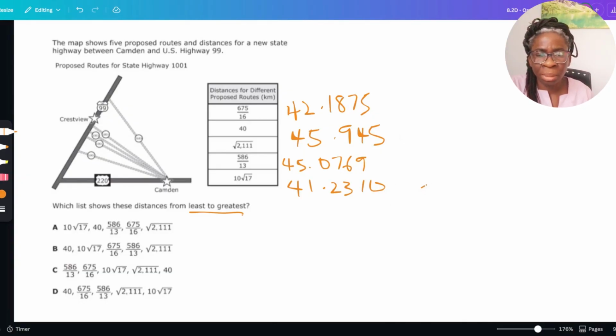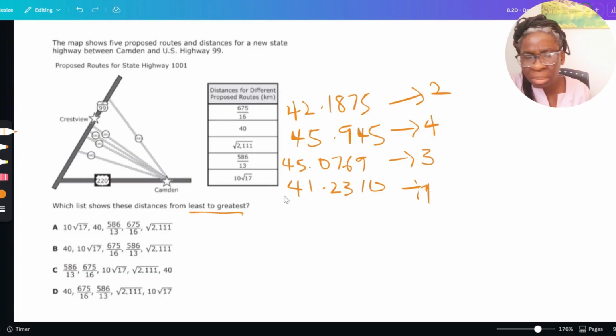So which one is the smallest? 42 will be number 2, 45.0 will be number 3, and 45.9 will be number 4. So now let's see which one is number 1. 10 root 7. Did I press 10 root 17? Sorry, let's find out. Root 17 times 10, 41. Yes, okay. From least to greatest, the first one is 10 root 17.